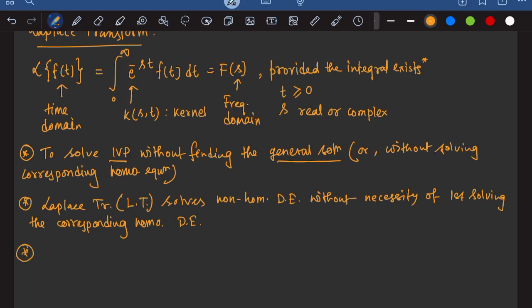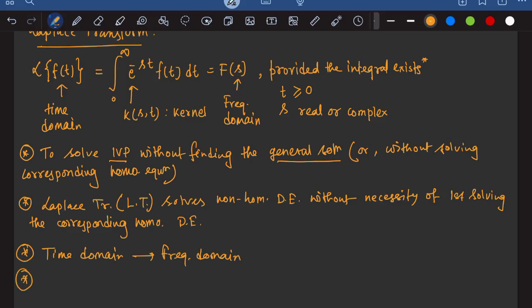Next, some problems you will find very tough to solve in the time domain. Those problems can be shifted from the time domain to the frequency domain, where one can easily solve them. Problems which are tough to deal with in the time domain are sometimes very easy to solve in the frequency domain. So this is one of the biggest advantages.